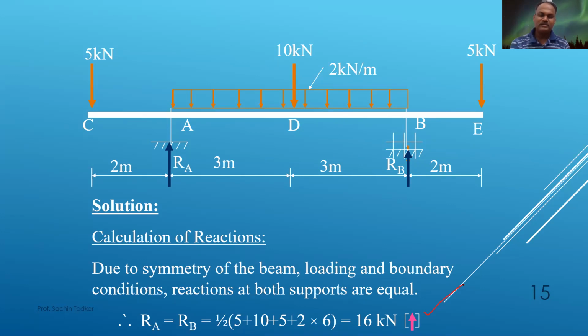So this is one kind of trick, but if you use the regular formula, the regular equilibrium equations, you will get the same answer, 16 kilonewton. This is your homework, try to do it on your own, that is, check whether your reactions are coming to be 16 kilonewton or not.